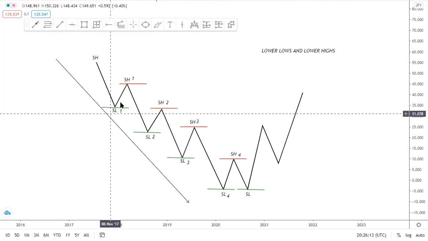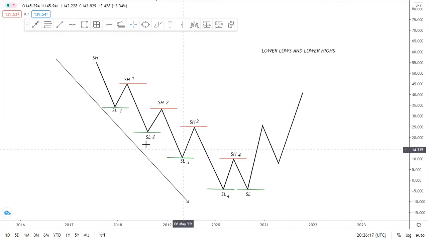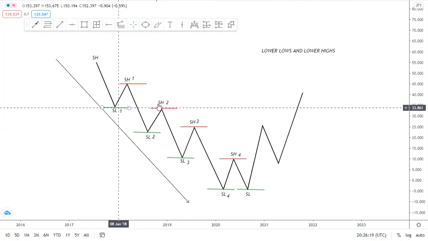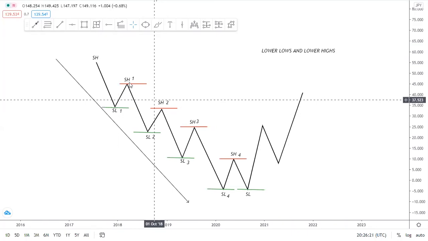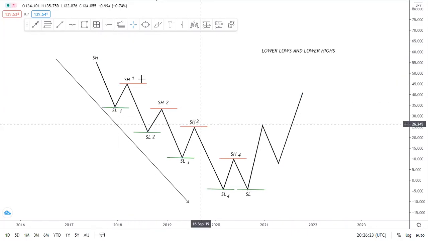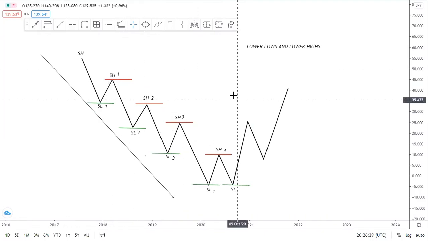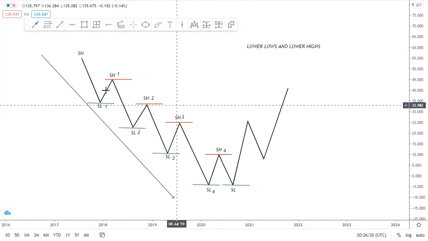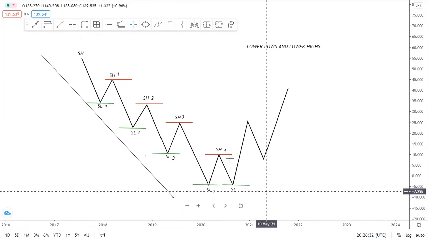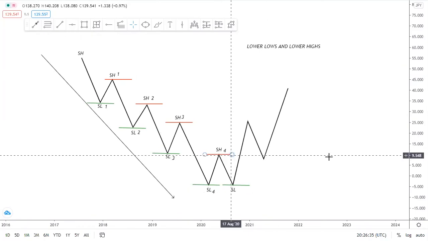And like I already explained, each low is lower than the previous low. That's why it's called lower lows. And each high is lower than the previous high. That is why it's called what? Lower highs. So as far as the market is concerned, this structure will continue to form until there's a break in market structure. This is our break in market structure.